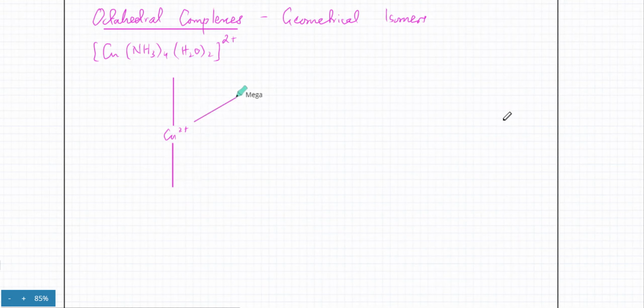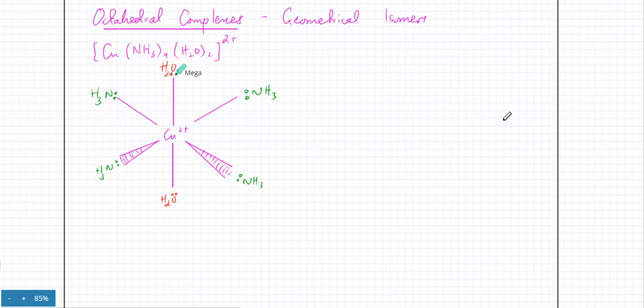There's one bond coming towards you. These are your x, y, and z axes. You have a total of how many NH3s? You have a total of four NH3s. So the four NH3s would be attracted to it, and they would be bonded to it. These are your four NH3 ligands. The lone pair is getting attracted to the copper 2 plus. And there would be two water molecules, and there's only the z axis left. So the two water molecules are going to be opposite to each other.